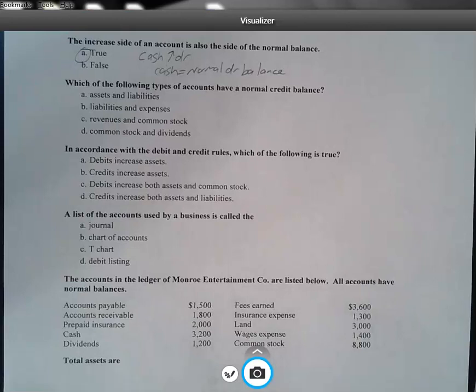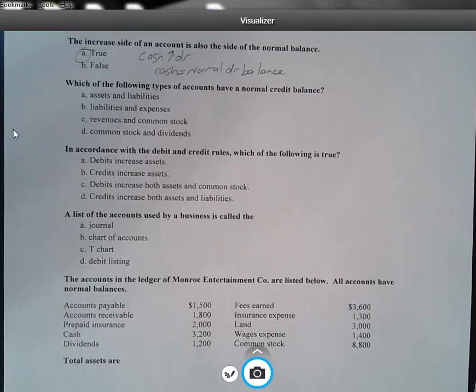Right on cue, which of the following types of accounts have a normal credit balance? Choice A says assets and liabilities. Well, liabilities is good, but assets, we just talked about assets. Those have a normal debit balance. What about B? Liabilities? Yes. And expenses? No. Because here's the thing, expenses increase as assets decrease.